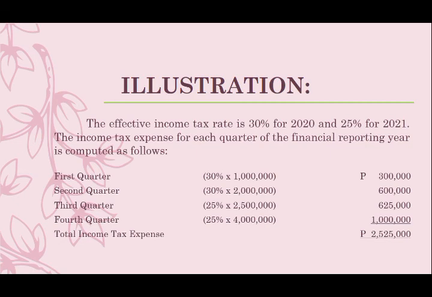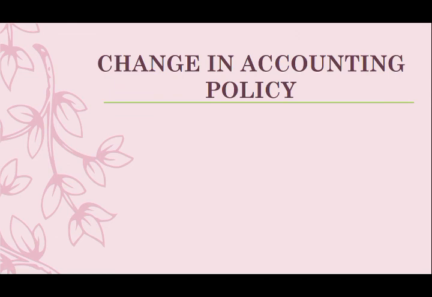Third quarter, 25% times 2.5 million is 625,000, and fourth quarter, 25% times 4 million is 1 million. We use 25% because third quarter to fourth quarter is from January 1, 2021 to June 30, 2021, which is covered by the effective income tax rate of 25% for 2021. The total income tax expense is 2,525,000 pesos.